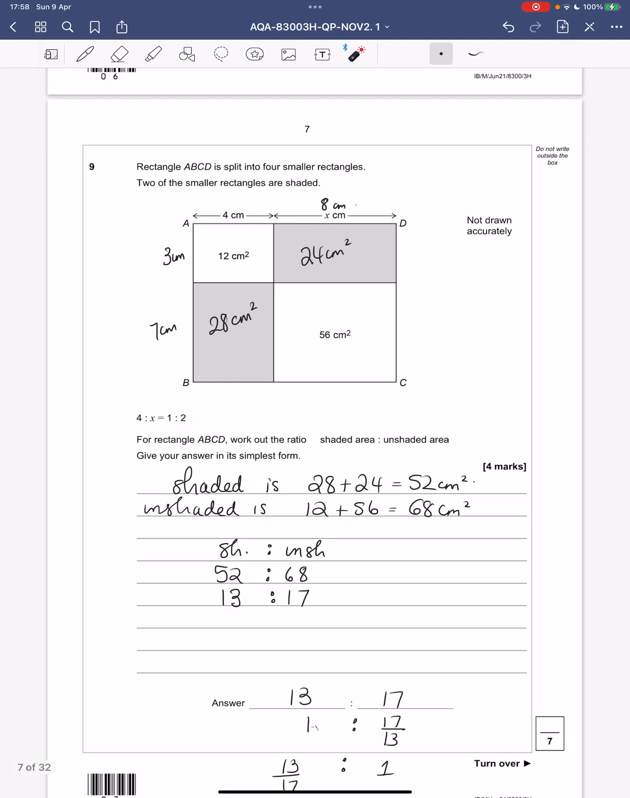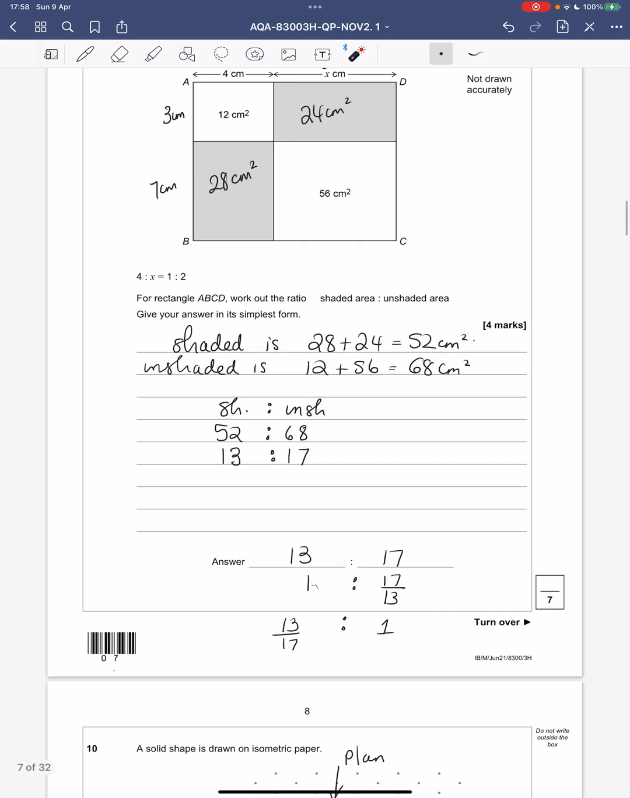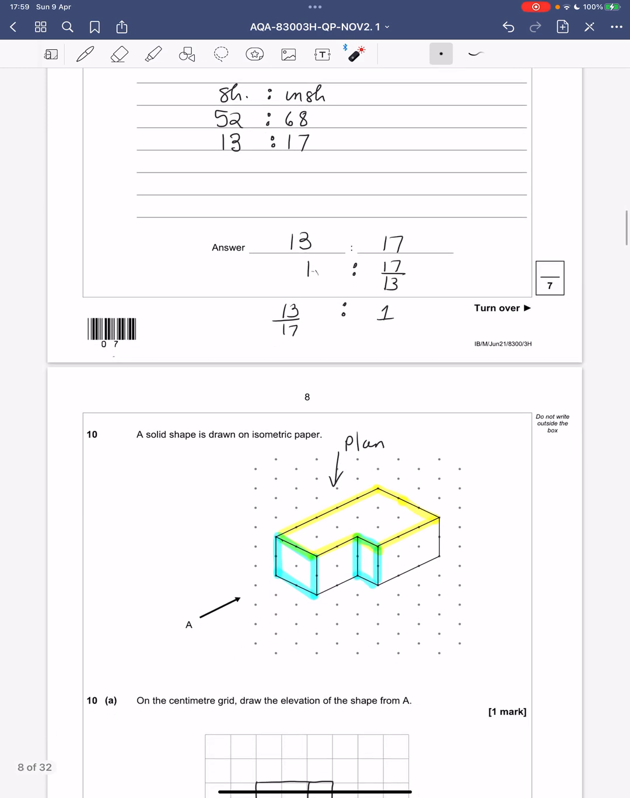We could have had 1 to 2 up there, maybe. Anyway, because we're dividing by 4 again, I don't know. Anyway, it's what it is. 13 to 17 is the answer, but in the mark scheme we've also got marks if you've got 1 to divide both by 13 or divide both by 17. Okay, so all those are okay.